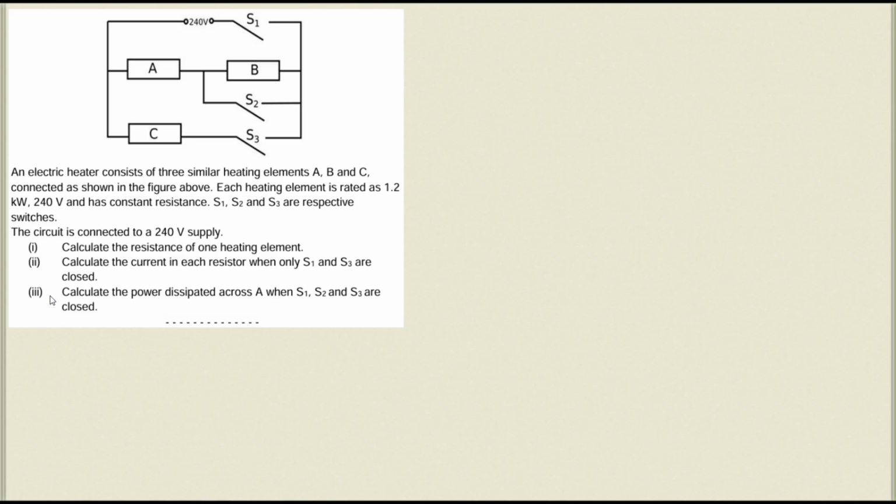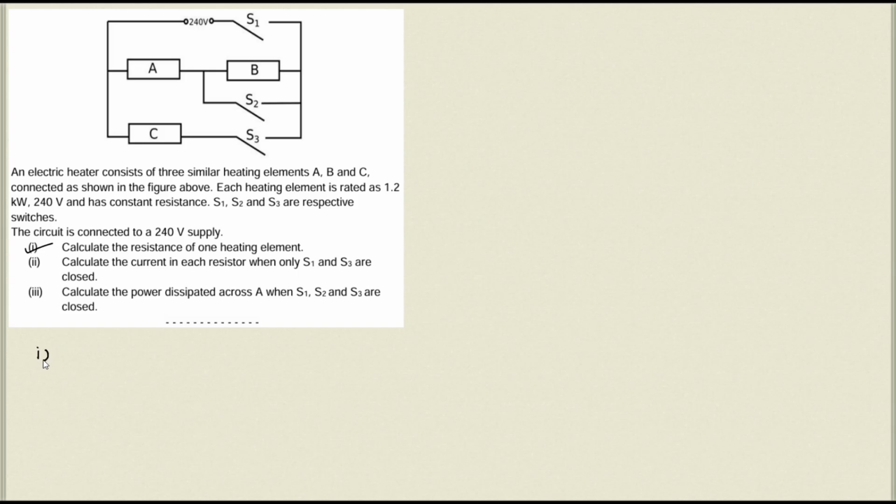First question, calculate the resistance of one heating element. Calculate the current in each resistor when only S1 and S3 are closed. Calculate the power dissipated across A when S1, S2 and S3 are closed.